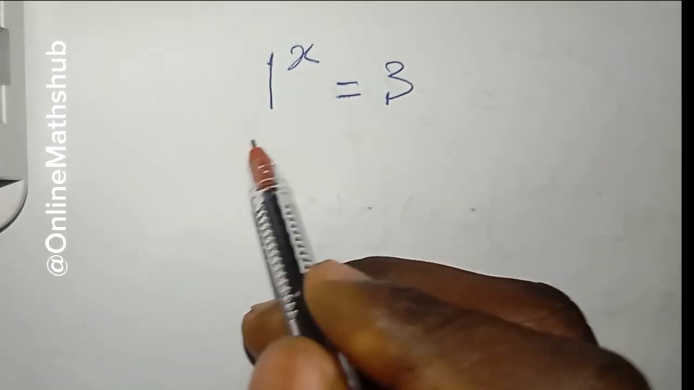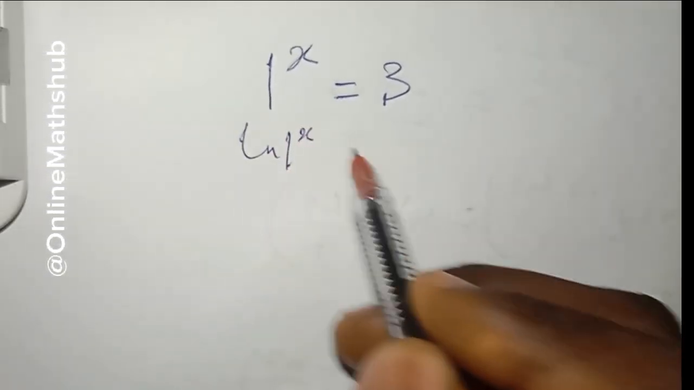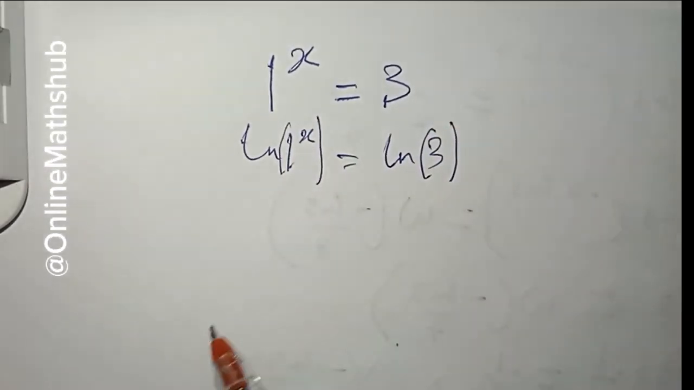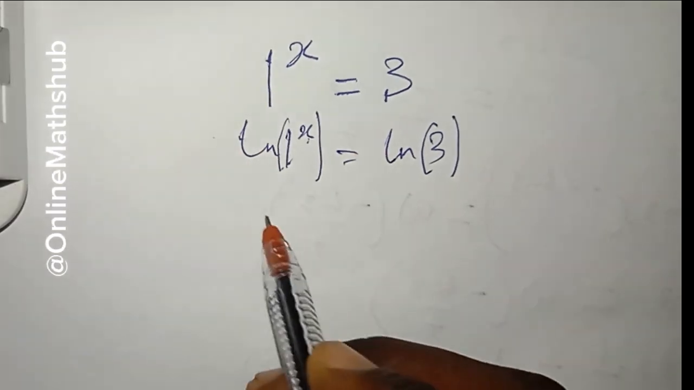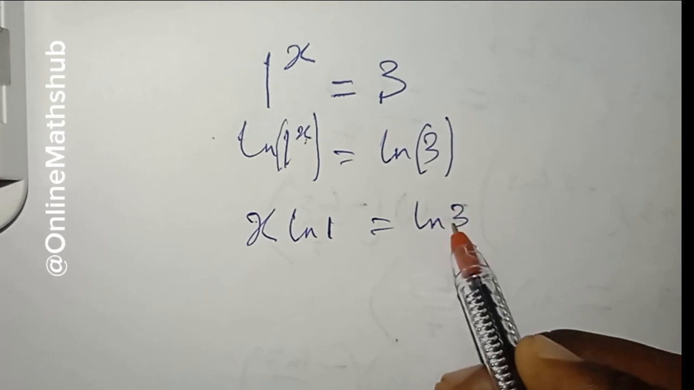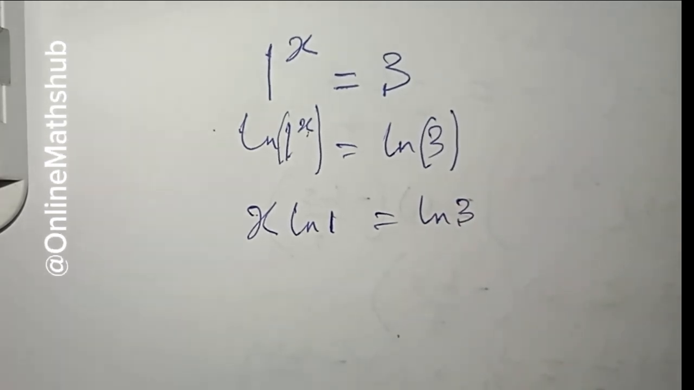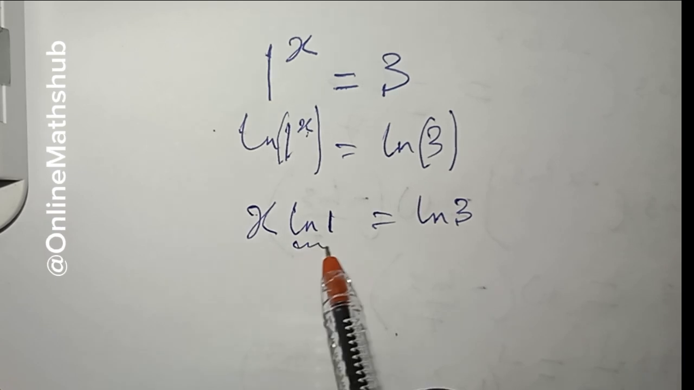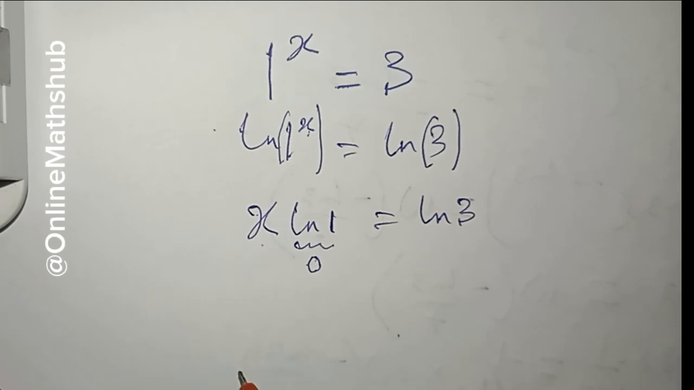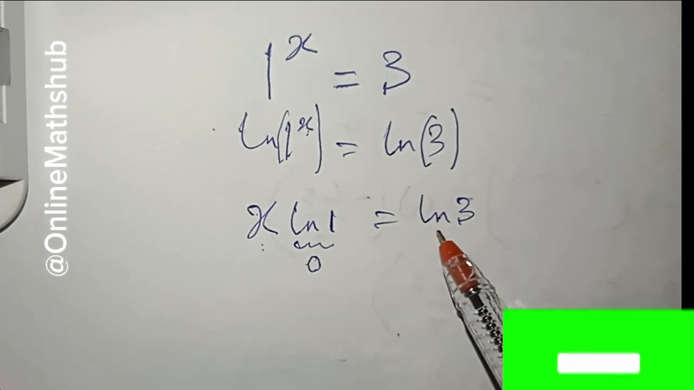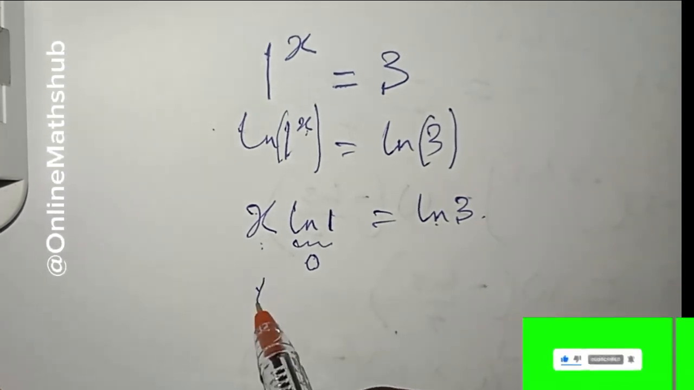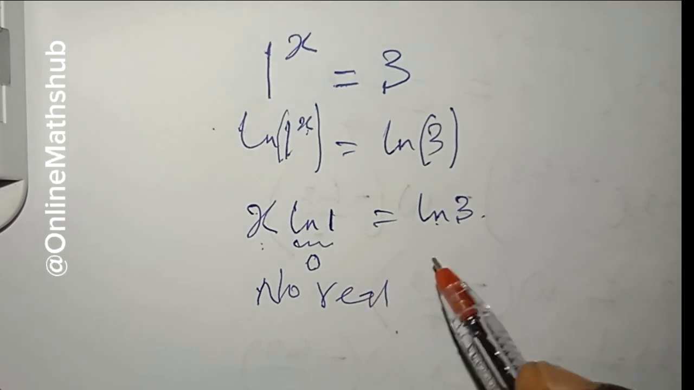If I do that, I have the natural log of 1 power x equal to the natural log of 3. Let me put this in brackets, and then I can bring down the x, so that x multiplied by the natural log of 1 is equal to the natural log of 3. You will not go far before you see a problem, because the natural log of 1 is 0, and 0 multiplied by x gives 0, but the natural log of 3 is not equal to 0. This shows that we cannot find a real solution to this equation.